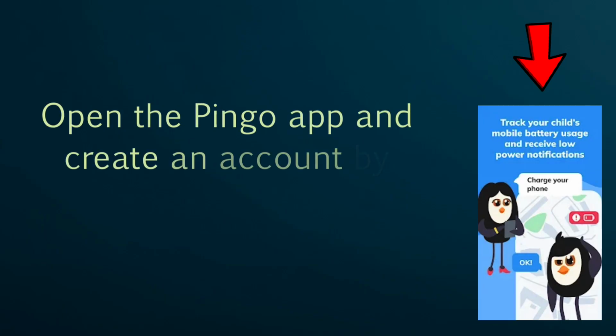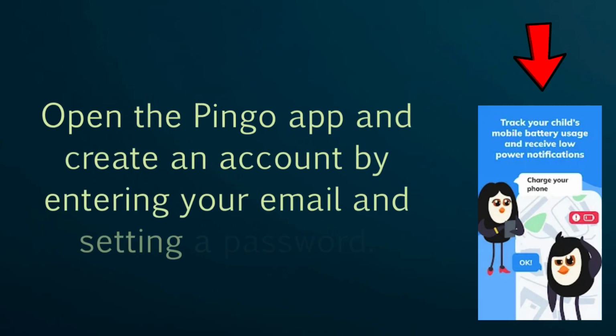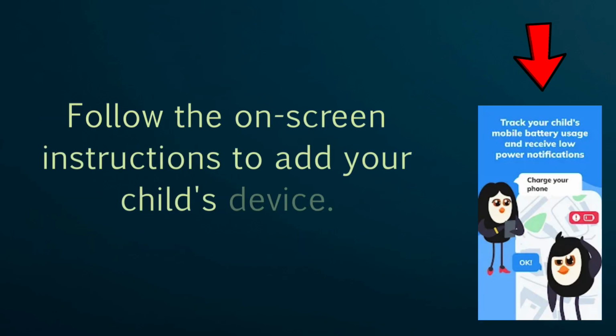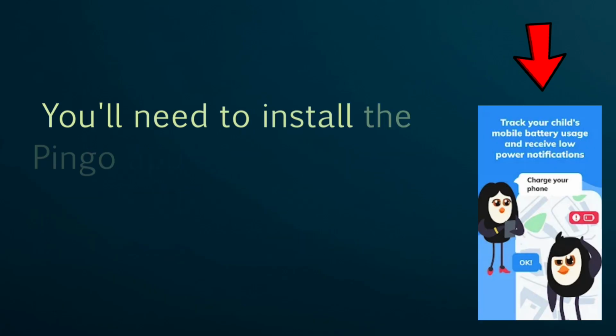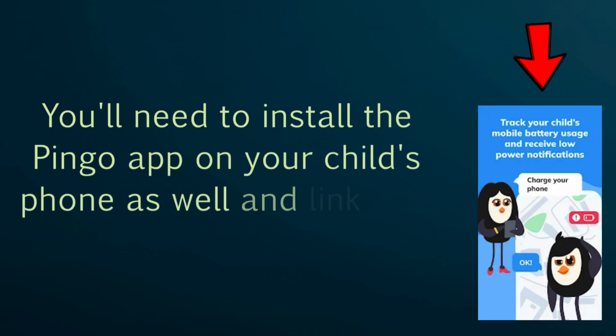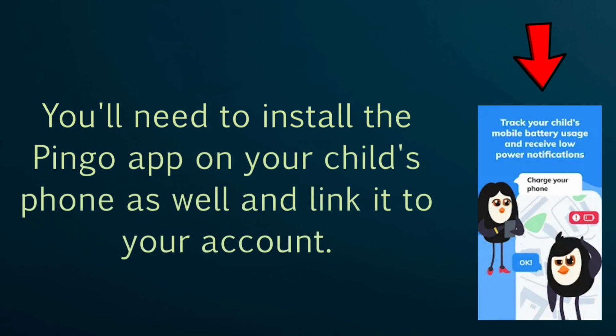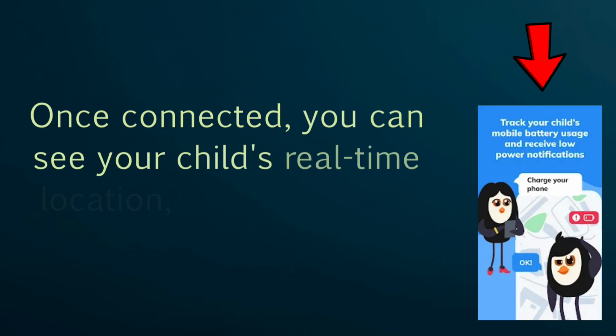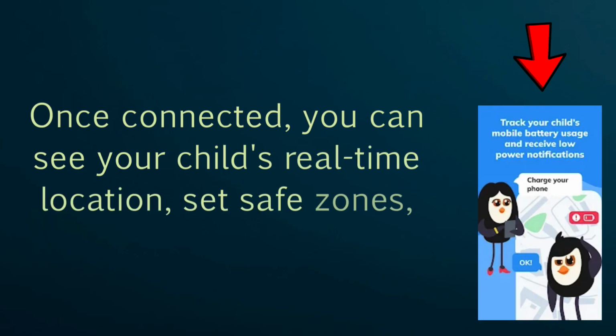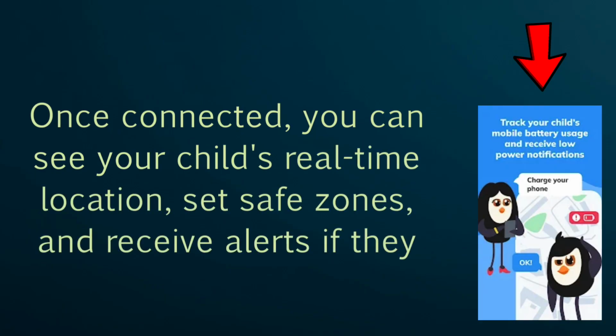Open the Pingo app and create an account by entering your email and setting a password. Follow the on-screen instructions to add your child's device. You'll need to install the Pingo app on your child's phone as well and link it to your account. Once connected, you can see your child's real-time location, set safe zones, and receive alerts if they enter or leave these areas.